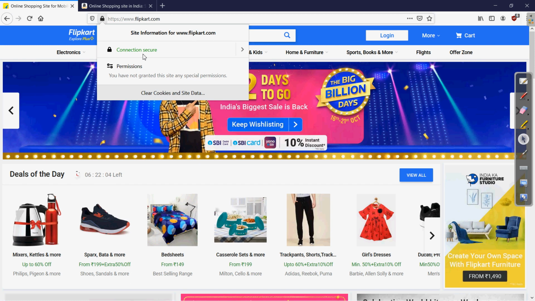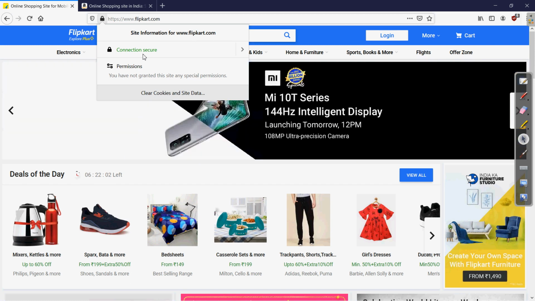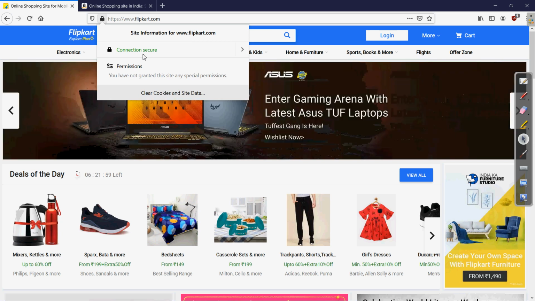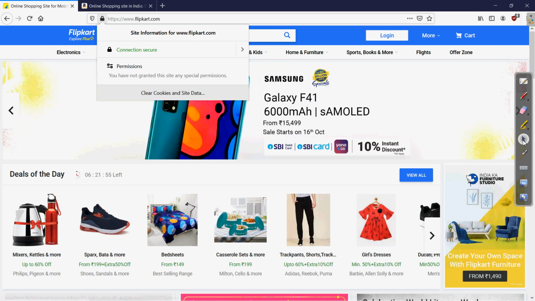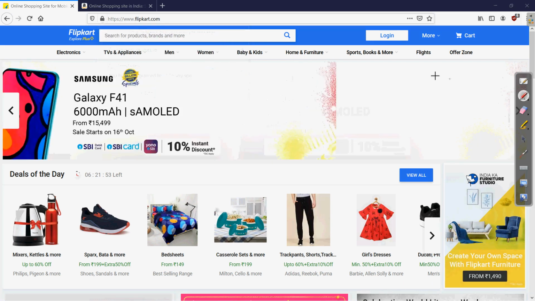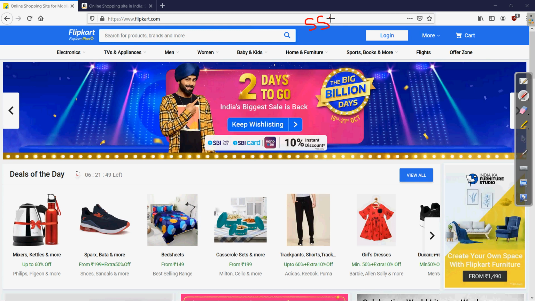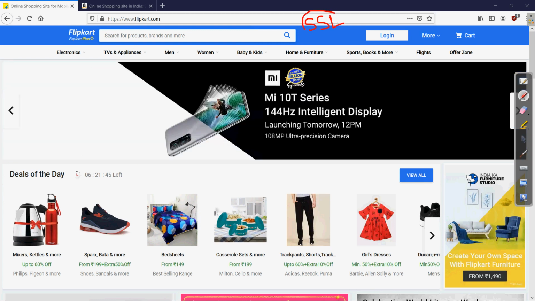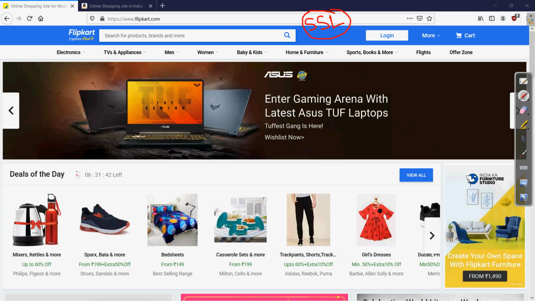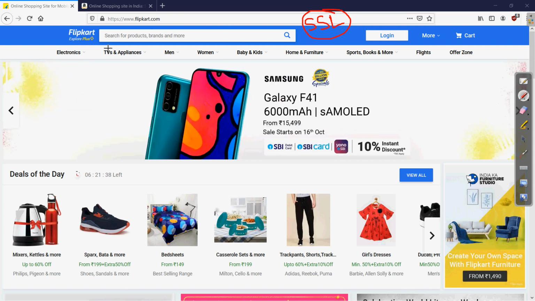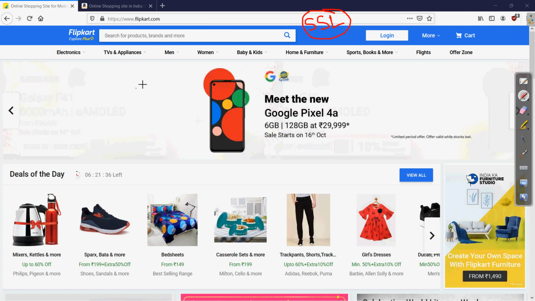There are also SSL certificates, where SSL is Secure Socket Layer. Clear? That is a security feature where these websites purchase these security certificates, and on the basis of these they get the security features.